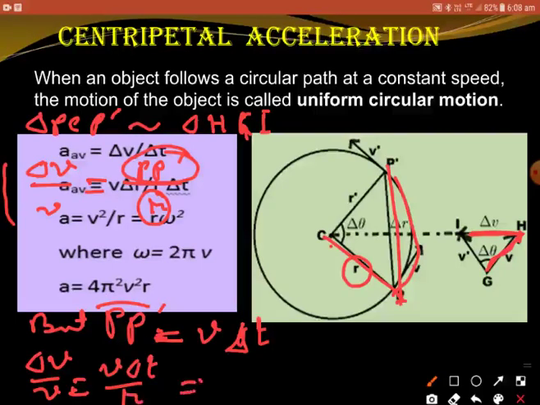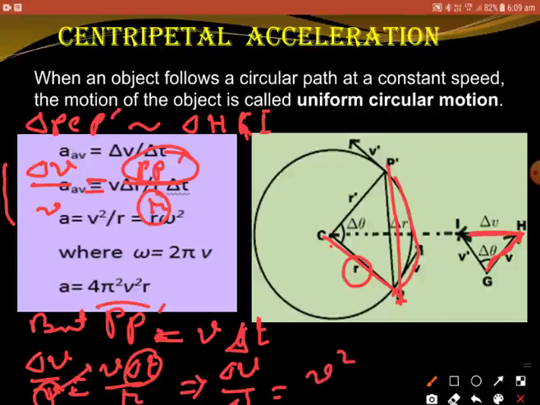From this relation, if you try to simplify, bring this delta T to the left hand side, it will be delta V by delta T. And if you take this V to this side, then it will be V square by R. So what is this delta V by delta T? This is nothing but the rate of change of velocity. This is a change in velocity, so we call it average acceleration, or rather your linear acceleration. You can write it in the last step like this.